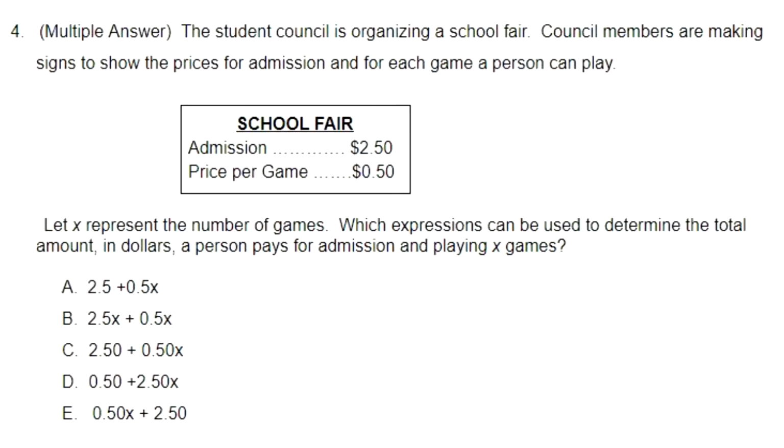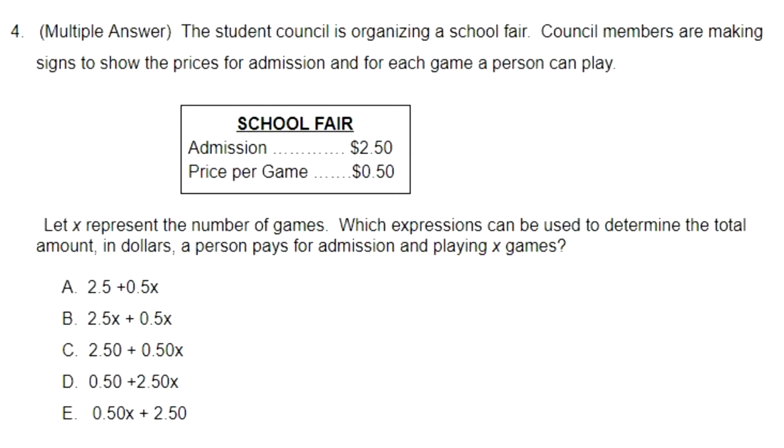All right, there you go. Hopefully that example helps you out. Let's go ahead now and take a look at number 4. Number 4 says the student council is organizing a school fair. Council members are making signs to show the prices for admission and for each game a person can play.